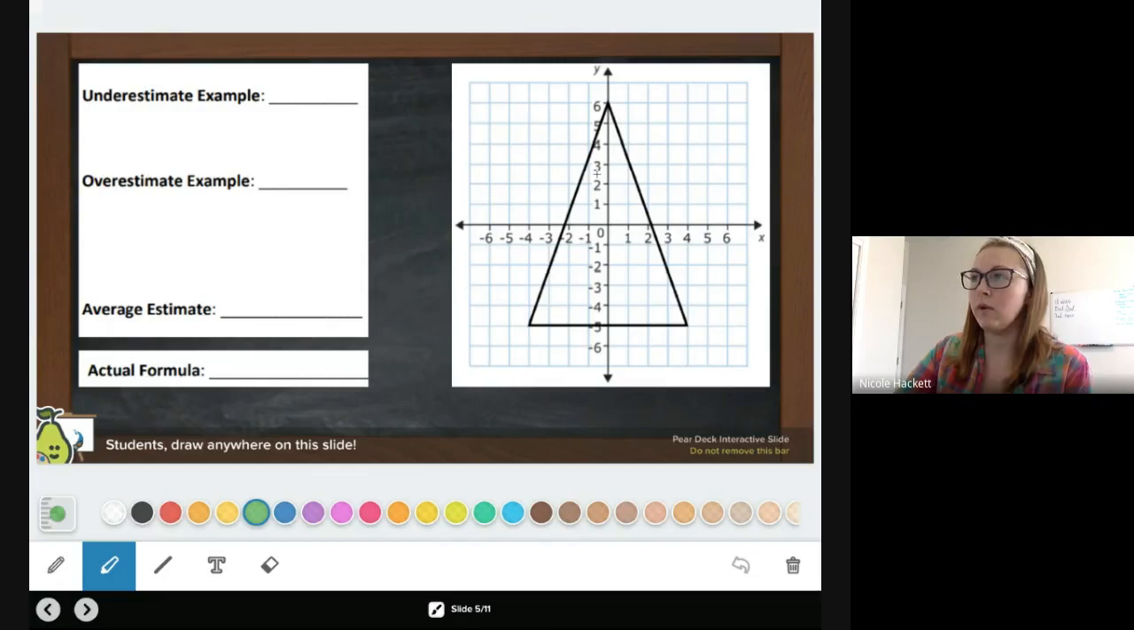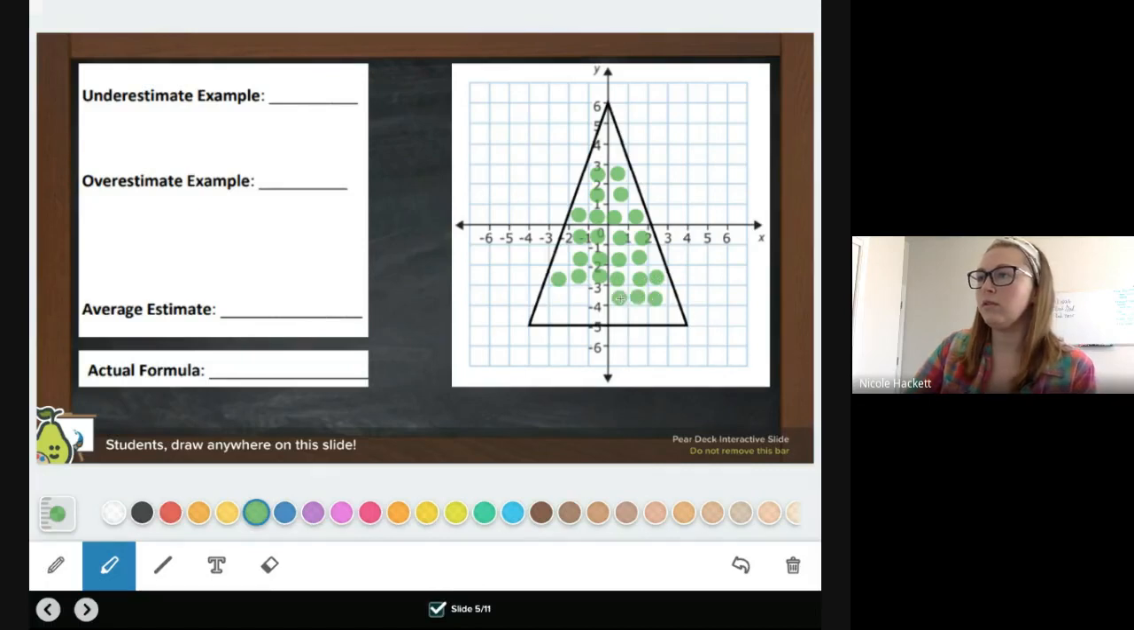For our underestimate, we're going to look at how many whole squares are inside here. So we're going to get smaller or less than the actual amount of area. So we have 1, 2, 3, 4, 5, 6, 7, 8. These are pretty close, so I'm going to count them. 8, 9, 10, and so on, up through 34.